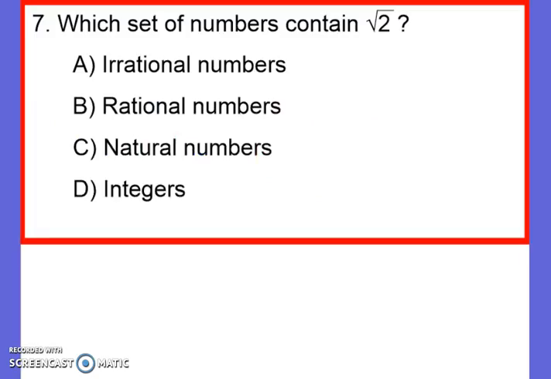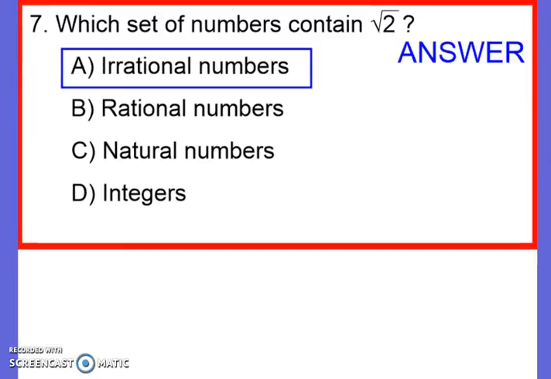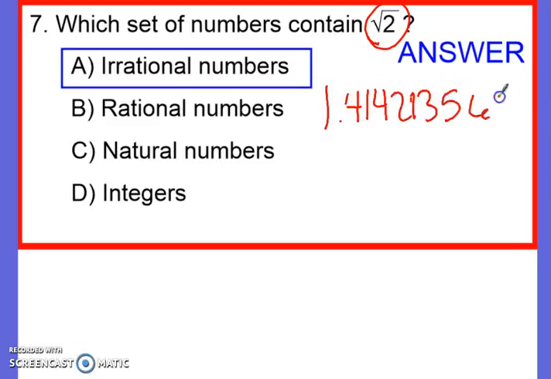Here's number 7. The answer is irrational. This is not a perfect square. The square root of 2, if you put that into your calculator, you are going to get a crazy decimal. So once you put that in your calculator, you should get 1.414213562. There's no pattern, there's no rhyme or reason. So those are crazy decimals. That's why it's irrational. Okay? If we don't know what the next number is, it's irrational.